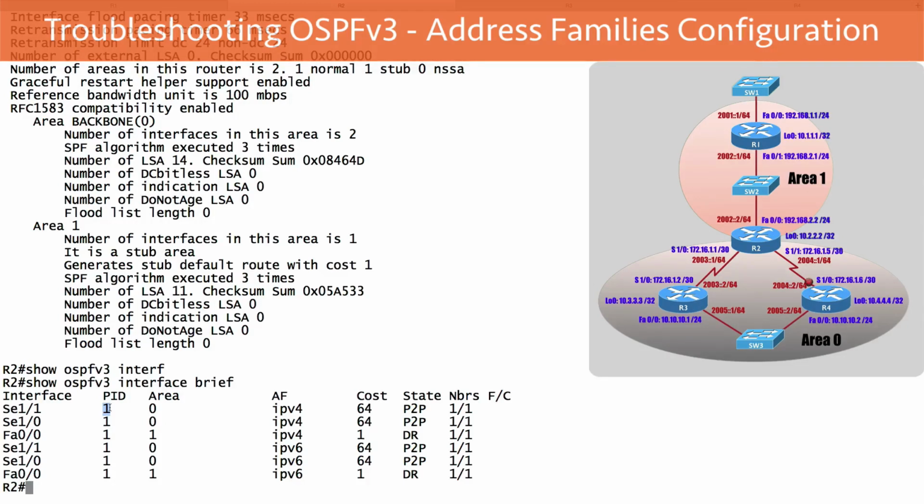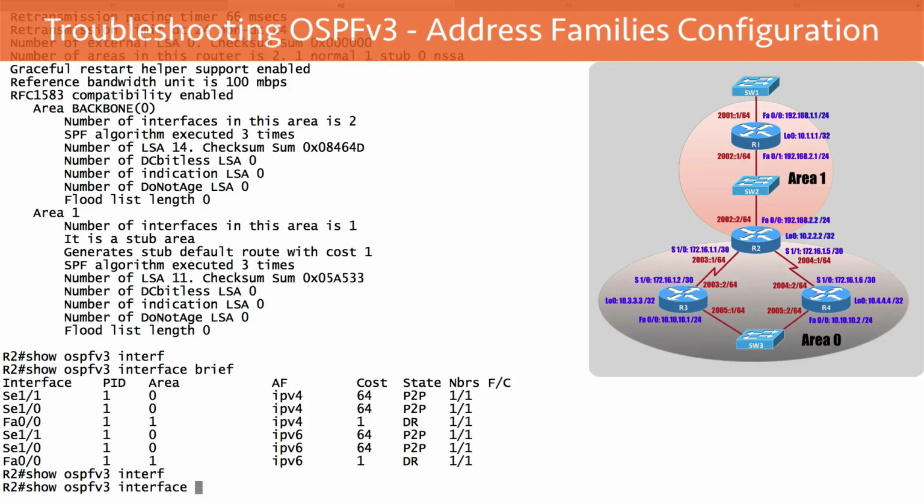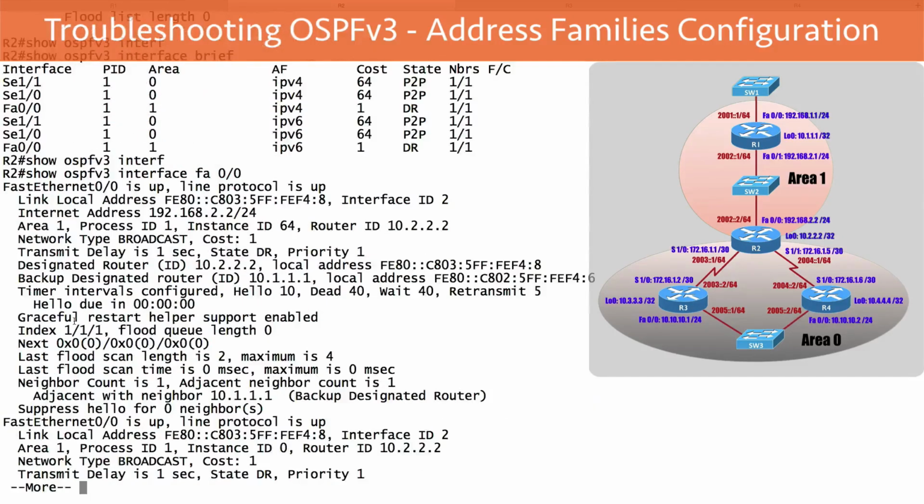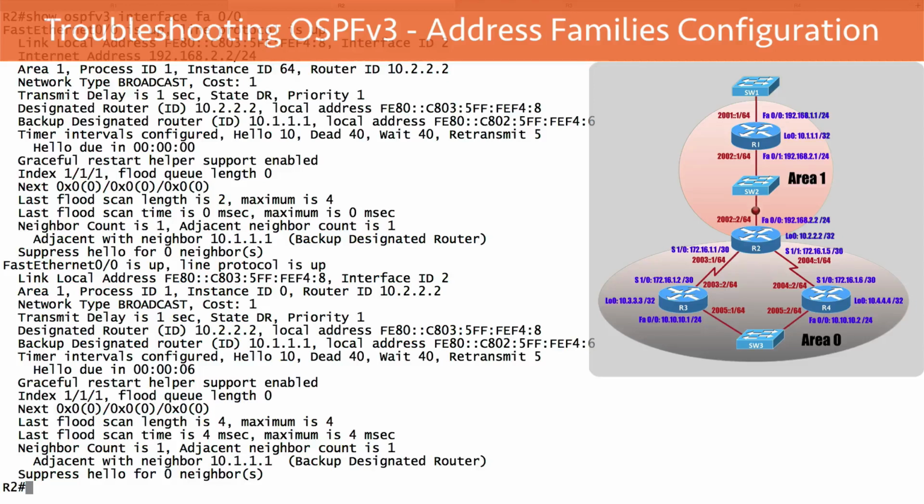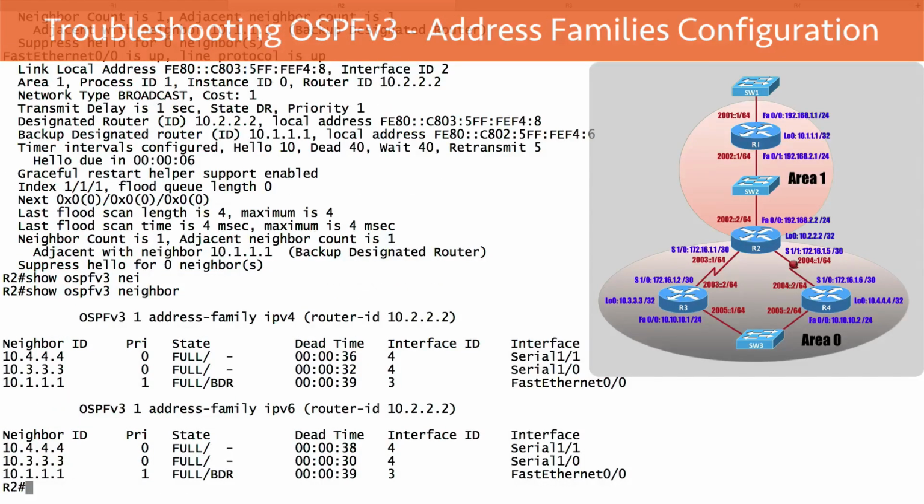If we want to get more information about a specific interface, we can do that. I can say show OSPFv3 interface and give an interface identifier. Let's say FastEthernet 0/0. And we can use this to get things like timer information, router ID information, OSPF network type information. To look at our neighbors, mentioned this one earlier, we can say show OSPFv3 neighbor, and we get to see both IPv4 and IPv6 address families.